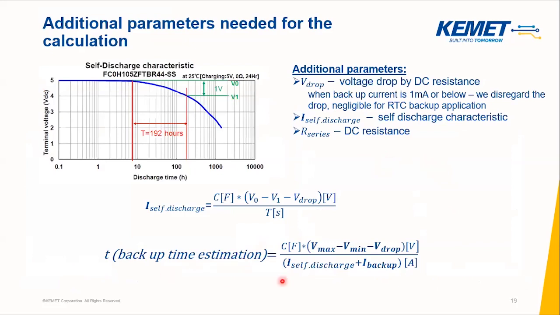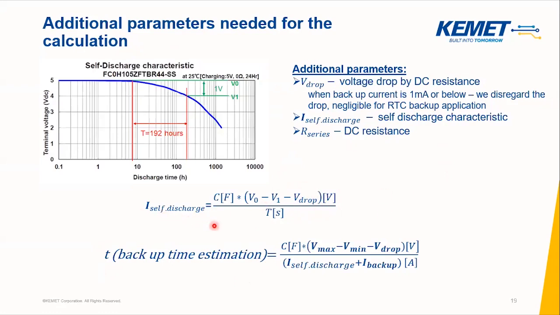Before, we already calculated the capacitance, so we get the graph of the self-discharging characteristic from us. And now you want to calculate the actual backup time considering the self-discharging characteristics. Regarding the V drop from the DC resistance, just to mention also that when the backup current is below 1 milliamp, we usually neglect the V drop. So we can consider this 0. Usually for RTC backup applications, we consider this negligible.